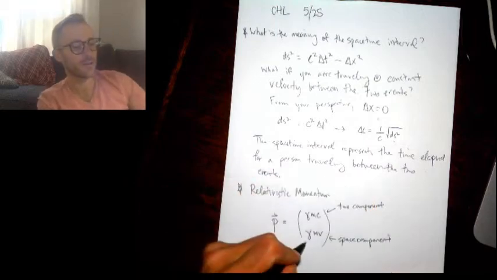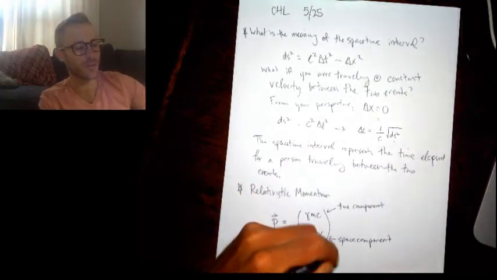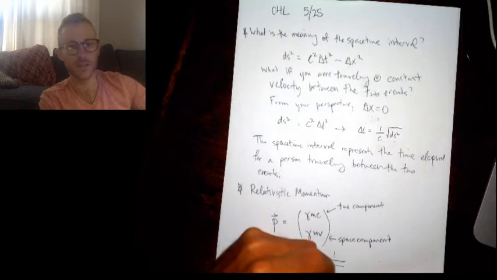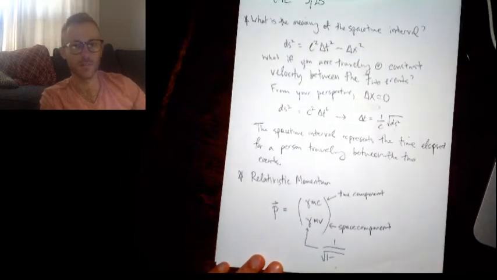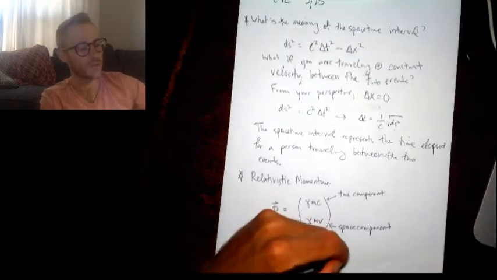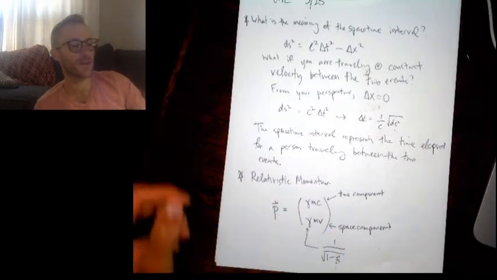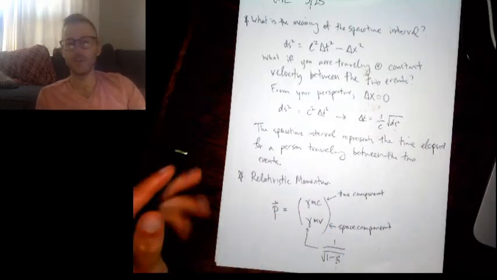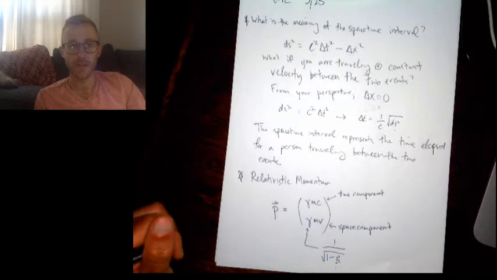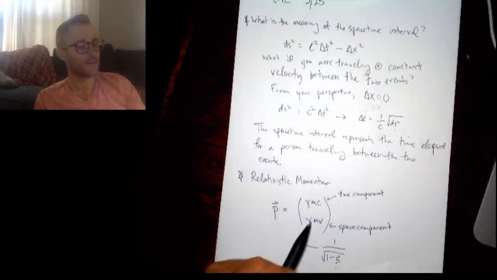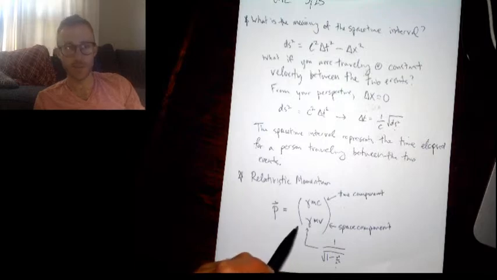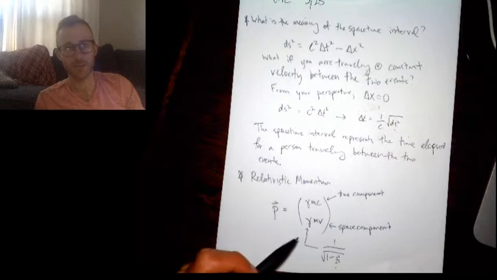Okay, and of course gamma is 1 over the square root of 1 minus v squared over c squared. So what you can see is that the formula for momentum is slightly different. It has this gamma out in front.